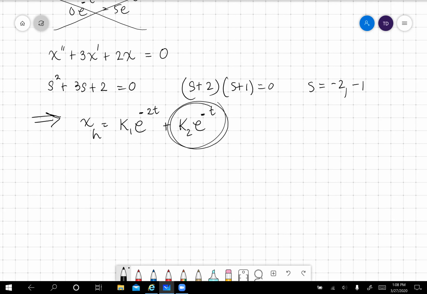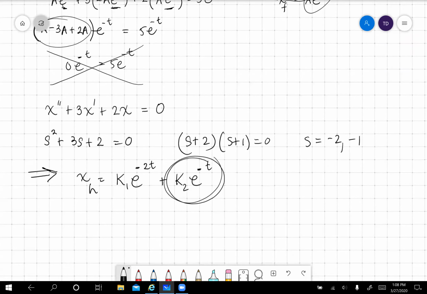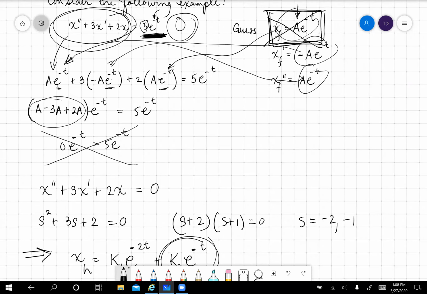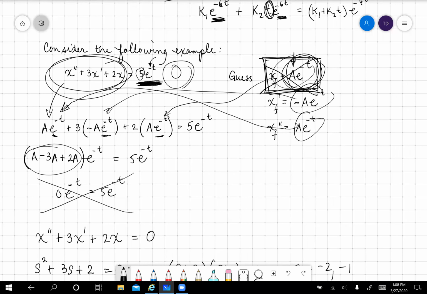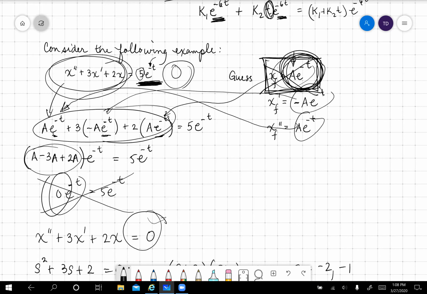There it is, that term. That is a term in the homogeneous response. So we know it satisfies the homogeneous equation, so we know when we plug it in, we're going to get 0. And that's exactly what we did. We guessed A e to the minus t, and when we plugged it in, we got 0. So we knew that. This is why we always do our homogeneous response first.